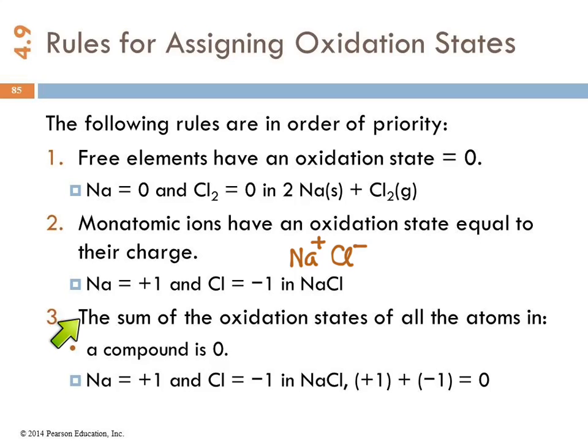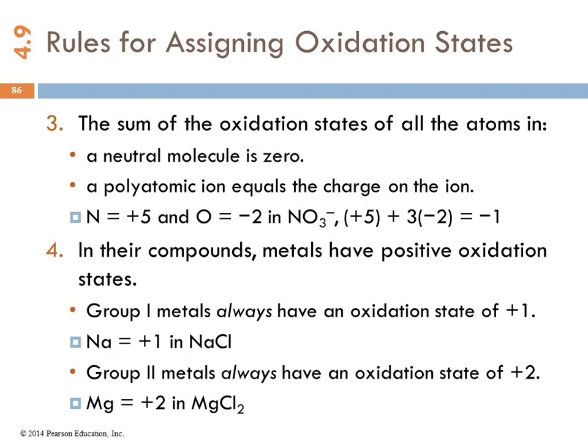The sum of the oxidation states of all the atoms in a compound is 0. So compounds are neutral in charge. They are also neutral in terms of oxidation state. So in a compound such as NaCl, sodium has an oxidation state of +1, chloride is -1. We add those two together and we come up with 0. So all the oxidation states of the atoms have to add up to 0 for a compound. For a neutral molecule, it's 0.